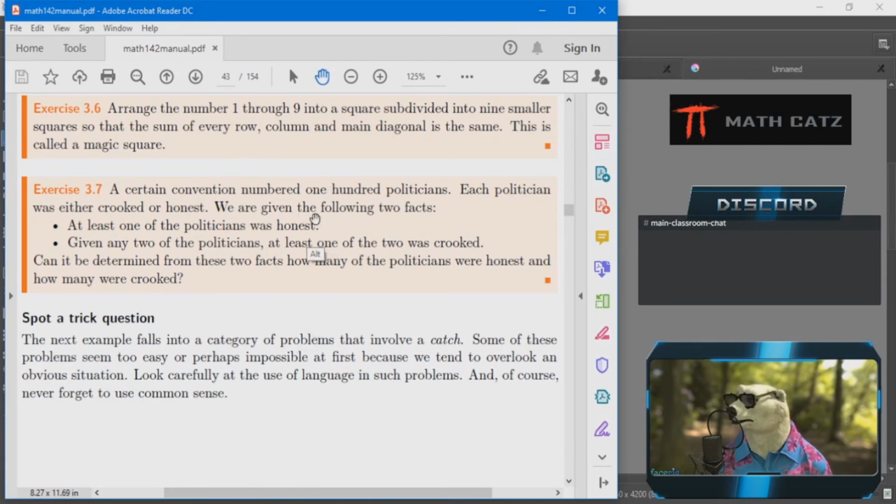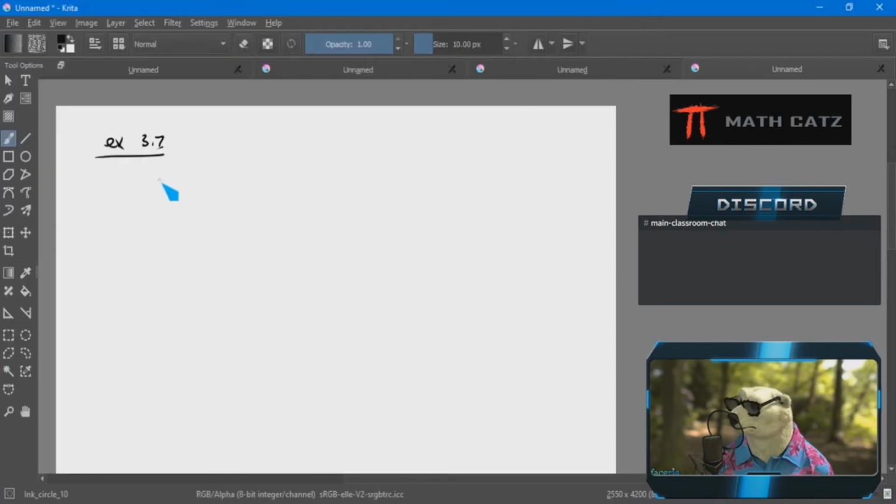Okay, so I have 100 politicians. What are my options really? What are the options here for the breakdown of honest versus crooked? Let's say honest versus crooked. They have to add up to 100.